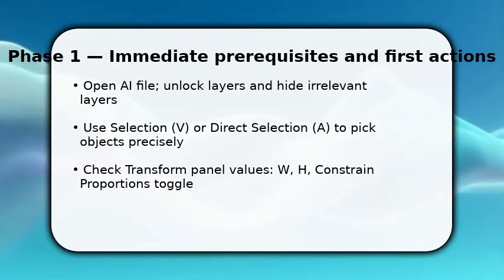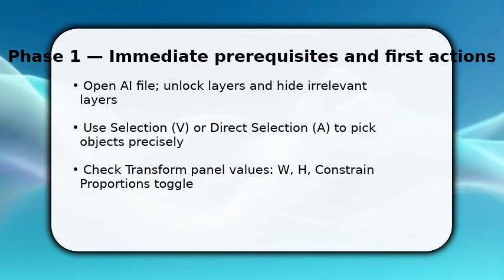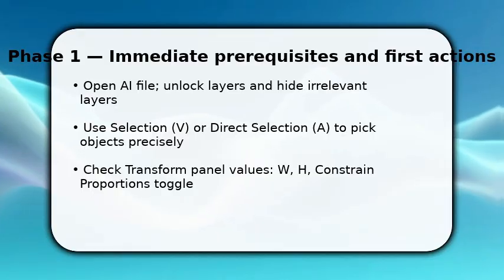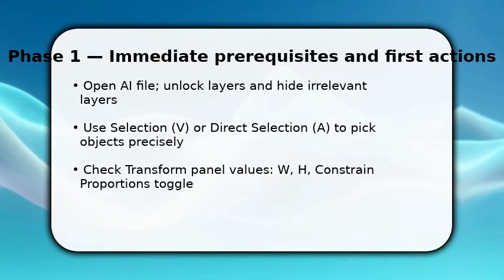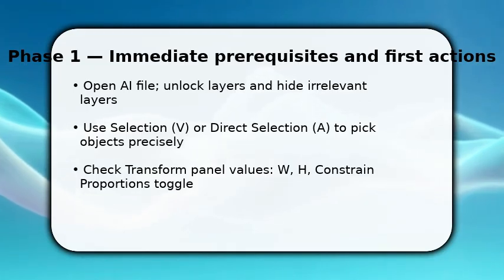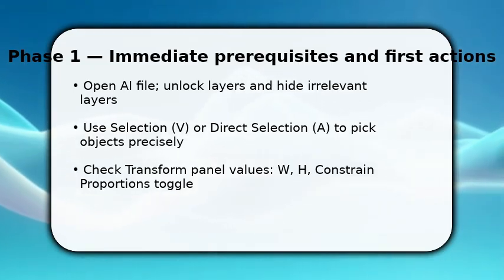You start by preparing the artboard and selecting the object. This is crucial. Unlock layers and hide anything that could block selection. Use selection V for groups, direct selection A for points. Once selected, open the transform panel to see W and H values.